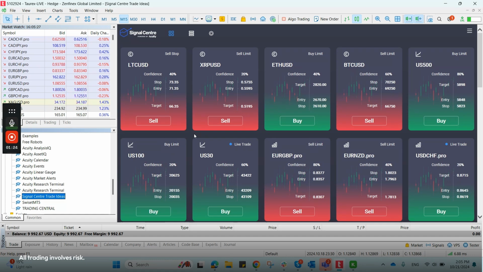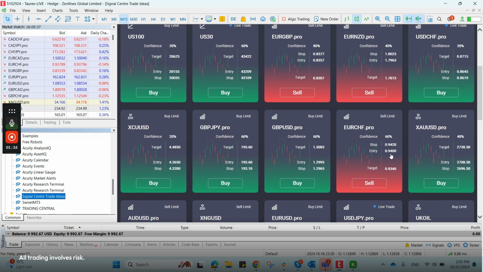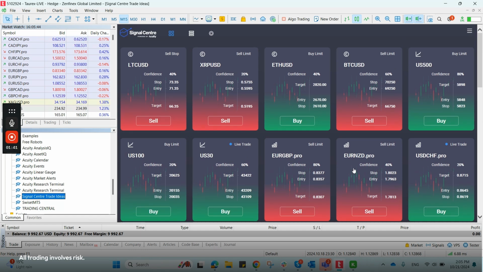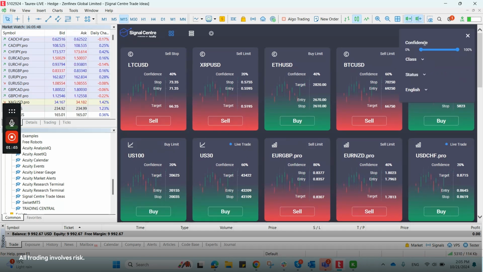As you can see on this page here, the green ones are the signals for buy and the red ones are for sell. And the ones that don't have any colors are already expired. On the top right corner, you can filter by the confidence level, as well as the symbols, the status and the language.